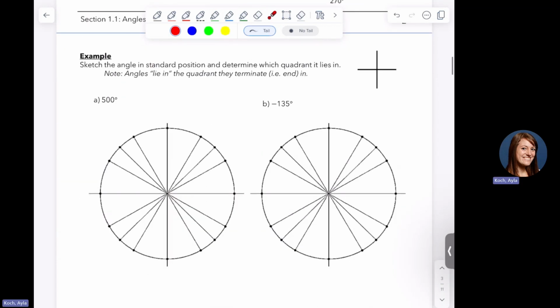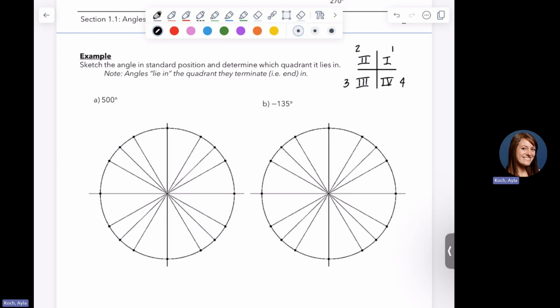So we'll do a couple of examples here. The question is going to be: sketch the angle in standard position and determine which quadrant it lies in. As a review, this is quadrant 1, 2, 3, and 4. These are Roman numerals, but it's 1, 2, 3, and 4. We just tend to use Roman numerals when we talk about quadrants. A bit outdated, but that's what it is.